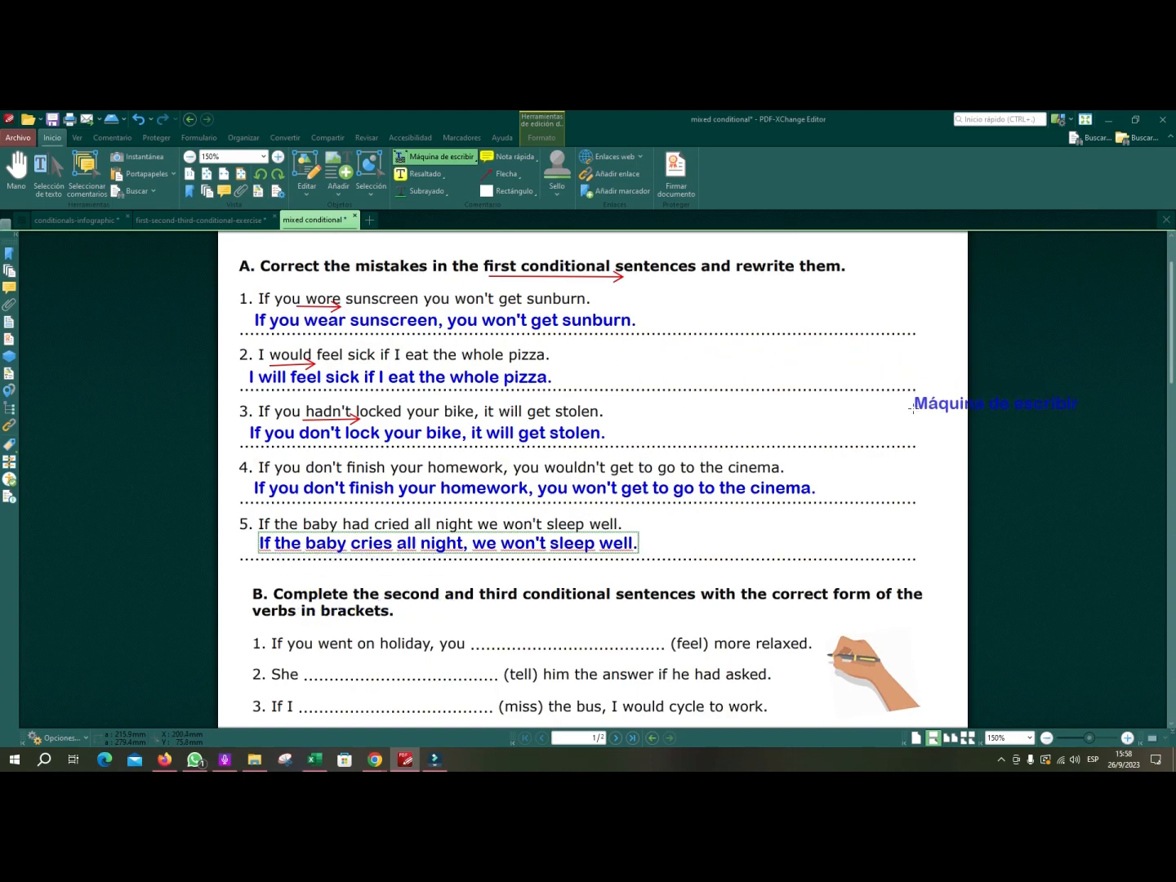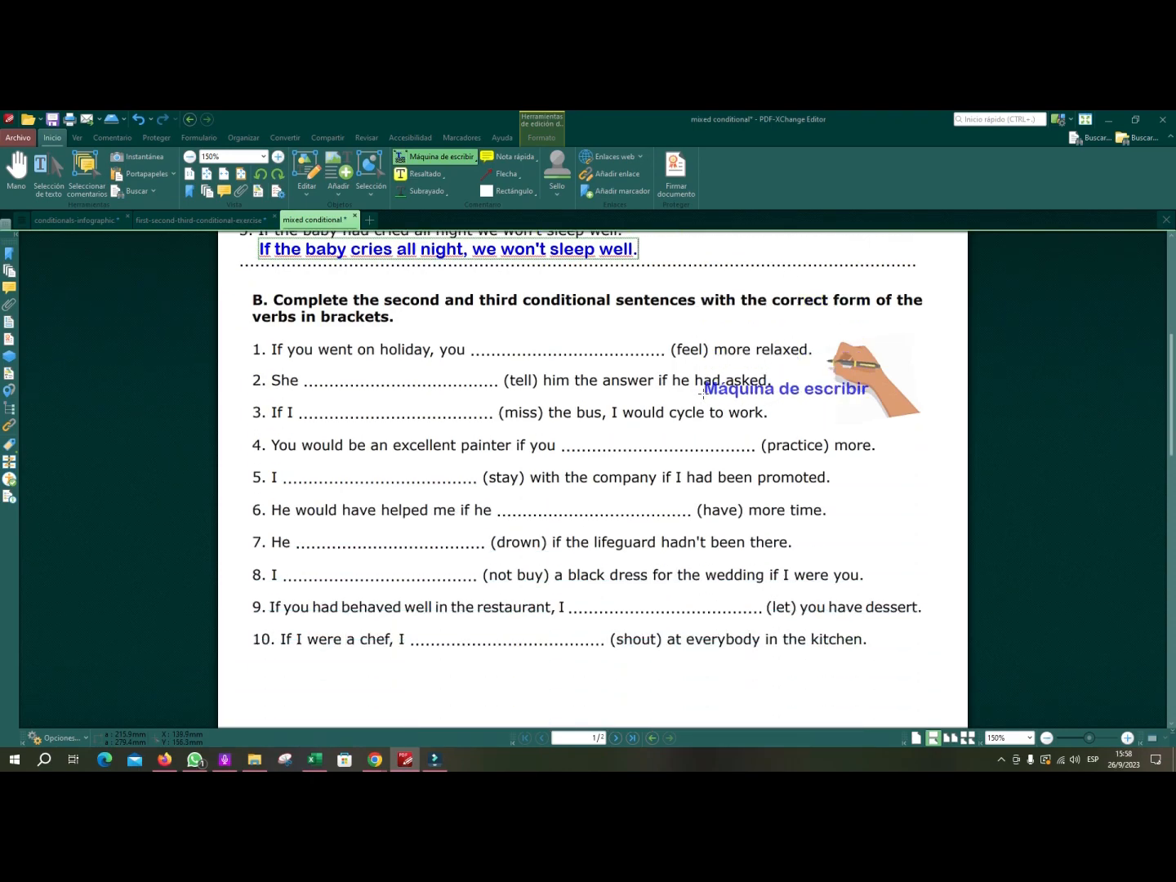Okay, perfect. Nice. So let's continue. Here you have exercise B. Complete the second and third conditional sentences with the correct form of the verbs in brackets.